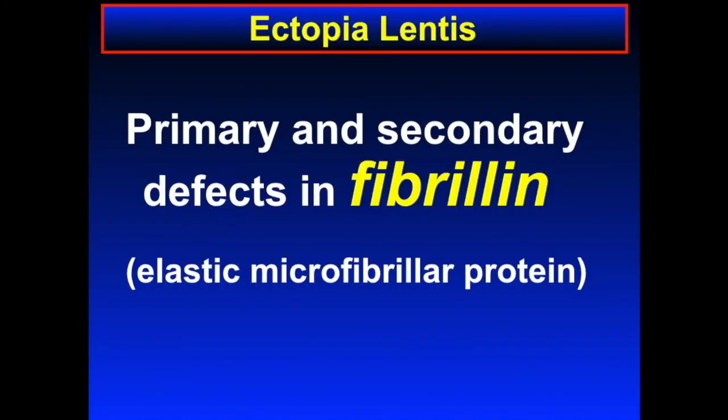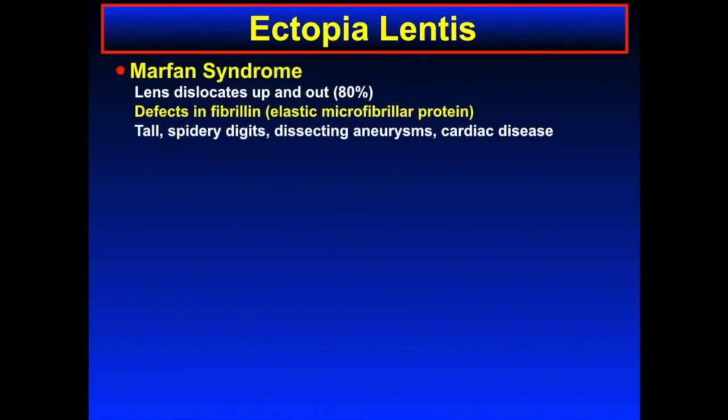Ectopia lentis refers to spontaneous dislocation of the lens. Ectopia lentis typically is due to primary and secondary defects in an elastic microfibrillar protein called fibrillin. Common causes include Marfan syndrome, probably the most common cause of ectopia lentis. The lens typically dislocates up and out. These patients do have primary defects in fibrillin. This problem with elastic tissue is also responsible for the other manifestations of the condition, including the tall habitus, the spidery digits, dissecting aneurysms, and cardiac disease.